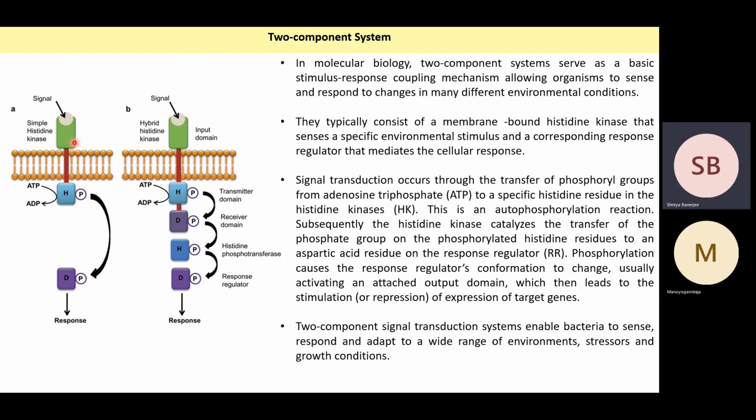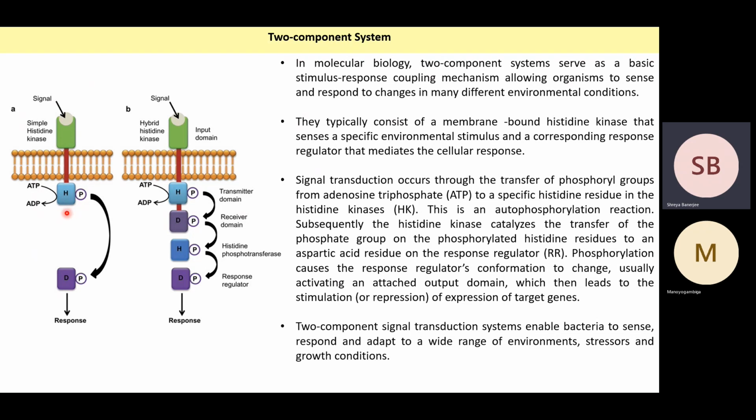So how does this signal transduction occur? The signal transduction occurs through the transfer of a phosphoryl group from adenosine triphosphate, or ATP, to a specific histidine residue, shown by H here, in the histidine kinase. So ATP becomes ADP and transfers the phosphoryl group to the histidine. This is called an autophosphorylation reaction.